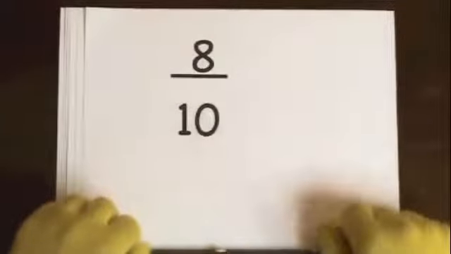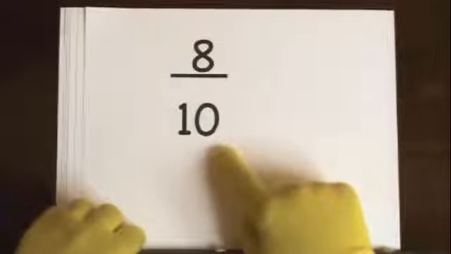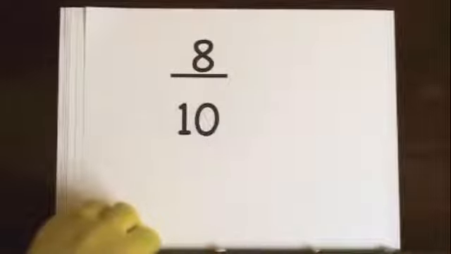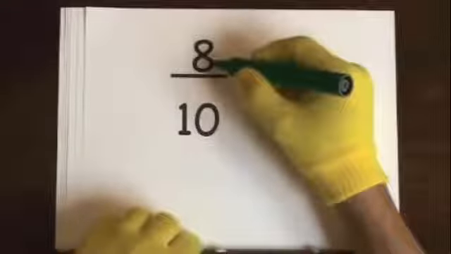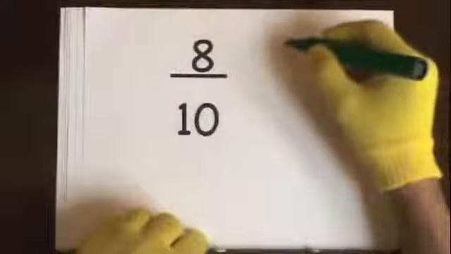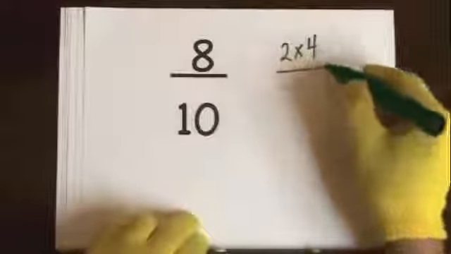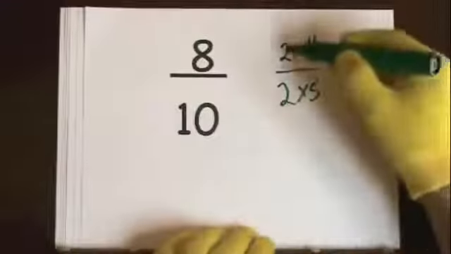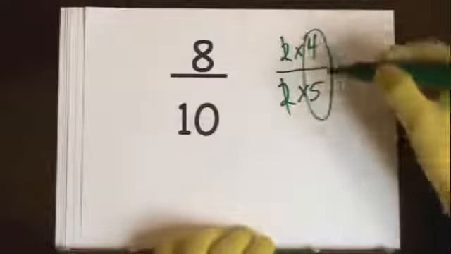Hey guys, first fraction we're going to simplify is 8/10. To simplify fractions, we're going to be canceling out like factors. And by that I mean we're going to separate the top and bottom numbers into their factors. Like 8 can be thought of as 2 times 4, and 10 can be thought of as 2 times 5. Cross out the like factors, cross out the 2's, and you're left with 4/5.